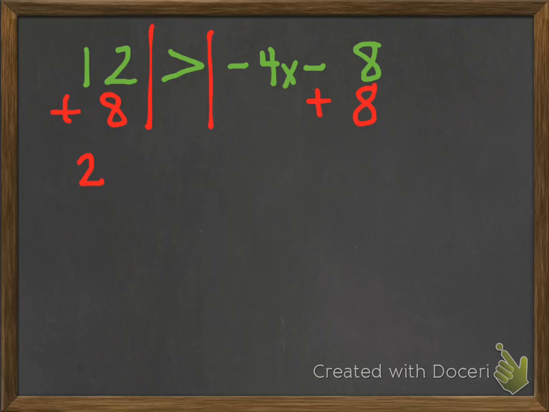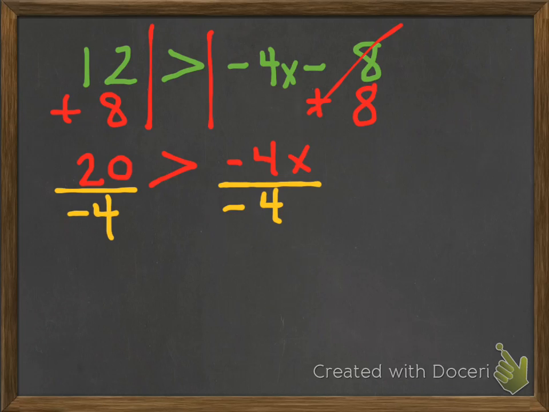12 plus 8 is 20. I haven't divided or multiplied by a negative, so I'm just going to bring my sign down as it is. I haven't used negative 4x, and negative 8 plus 8 is 0, so I can just scratch that off. I don't need it. Now take a look. I'm left with 20 is greater than negative 4x. Negative 4 is squished next to x, which means multiply, so to get rid of it, I need to divide by negative 4. Ding, ding, ding, I'm dividing by a negative, so guess what I have to do? I'm going to have to flip my sign.